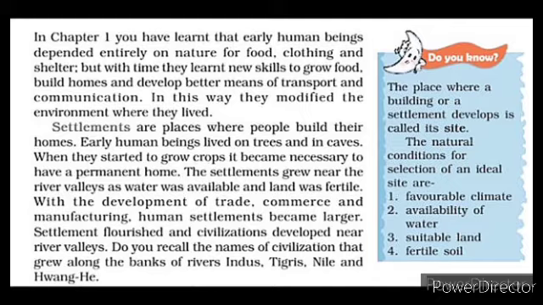Basically, the natural conditions for the selection of any ideal site are a favorable climate, availability of water, suitable land, and fertile soil. So, wherever these conditions are available, people generally want to live there, because everyone wants a favorable climate to live in. Everyone needs availability of water to sustain, suitable land, and obviously fertile soil for cultivation.